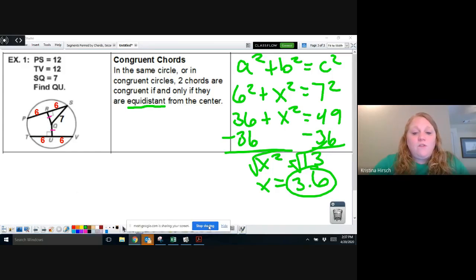So what you'll do is you will finish up on page 28. There's just a few problems that you'll do. So finish up with page 28 and then submit your assignment to the Google Classroom.